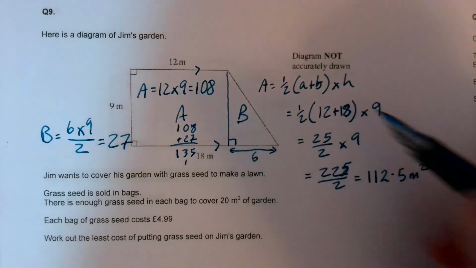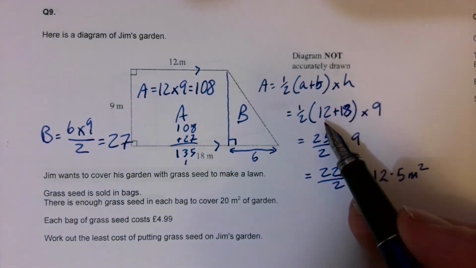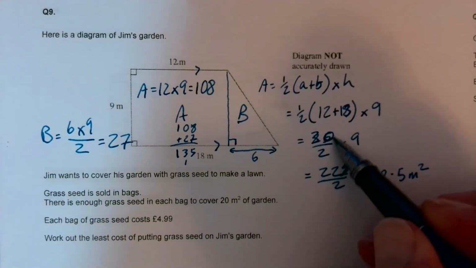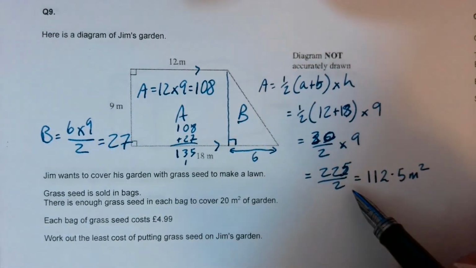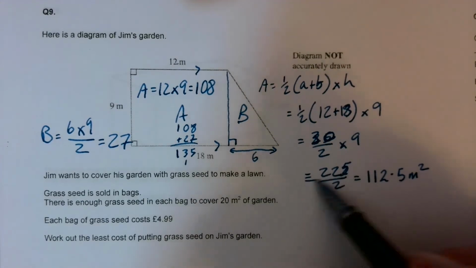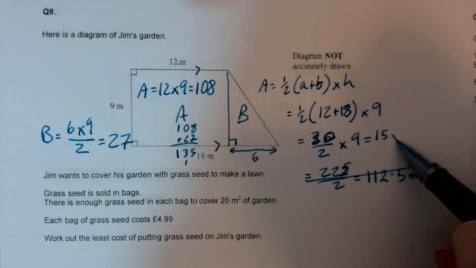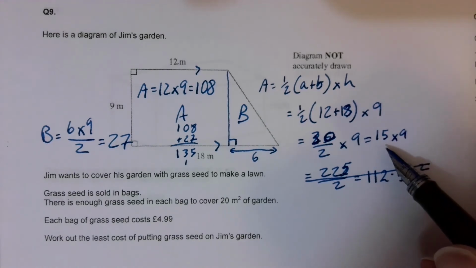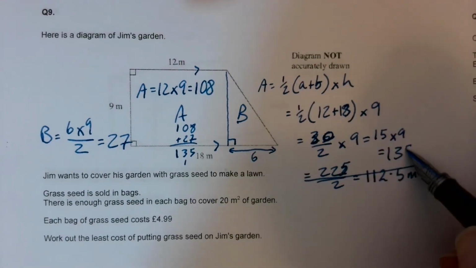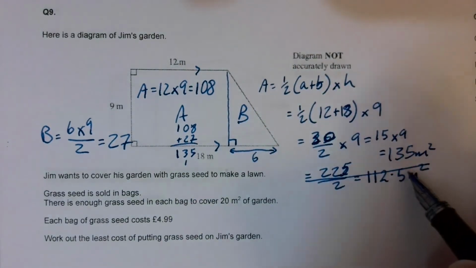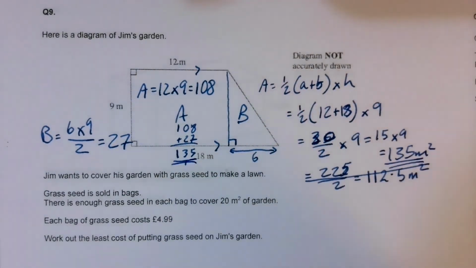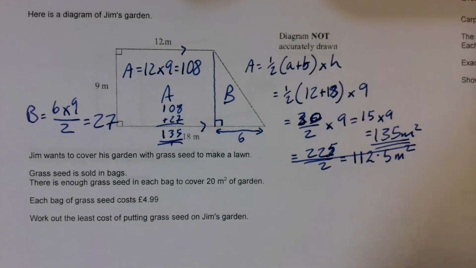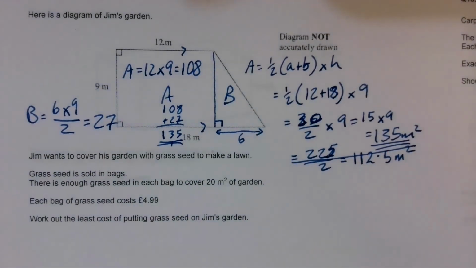So I should have done 12 plus 18, which makes 30. 30 divided by 2 is 15. 15 times 9. 10 times 9 is 90, plus 45 is 135 square meters. So that's the same. So if you got 135 and thought that was wrong for a minute, sorry about that. Always check your work. That's one reason why it's good to use two methods, because if you get the same answer twice, you can be pretty sure you've got it right.